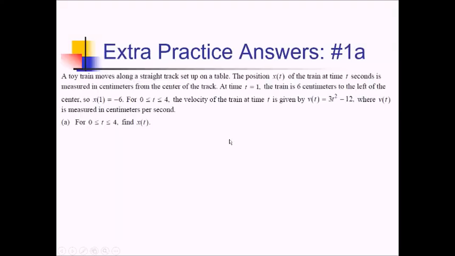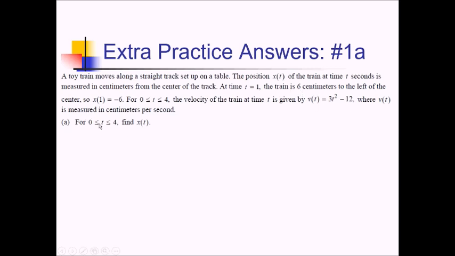For this one, we have a toy train moving along a straight track on a table. Position of the train, x of t, is measured in centimeters from the center, and at time 1 our train is 6 centimeters to the left. So x of 1 equals -6. Thanks for that. Time interval from 0 to 4, velocity is given by this v of t function.